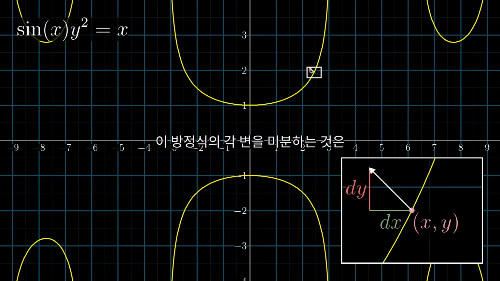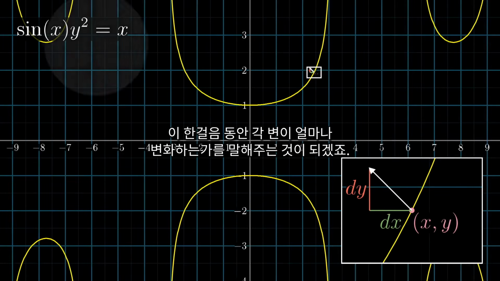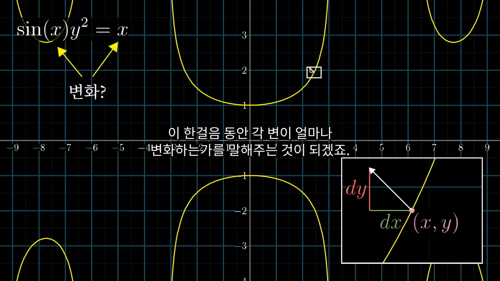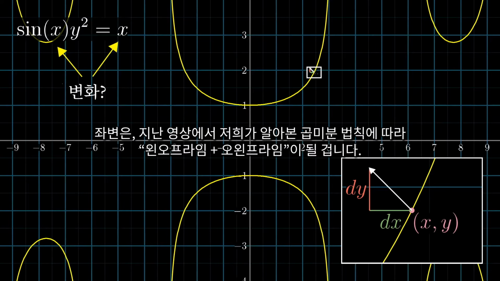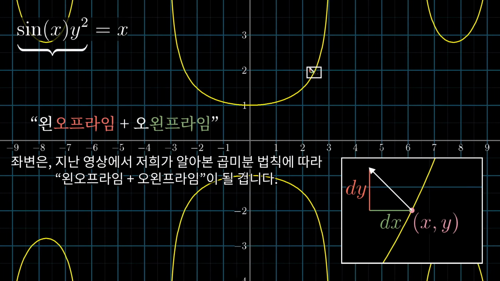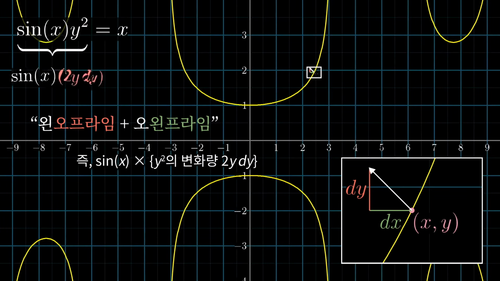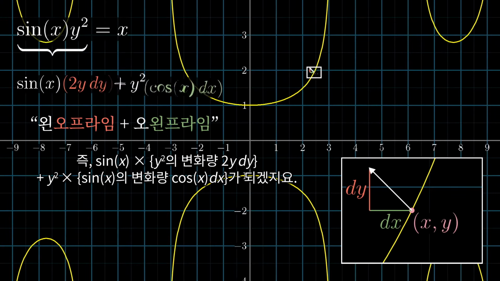Now imagine taking some tiny step with components dx, dy, and not necessarily one that keeps you on the curve. Taking the derivative of each side of this equation is going to tell us how much the value of that side changes during the step. On the left side, the product rule that we talked through last video tells us that this should be left d right plus right d left. That is, sine of x times the change to y squared, which is 2y times dy, plus y squared times the change to sine of x, which is cosine of x times dx.